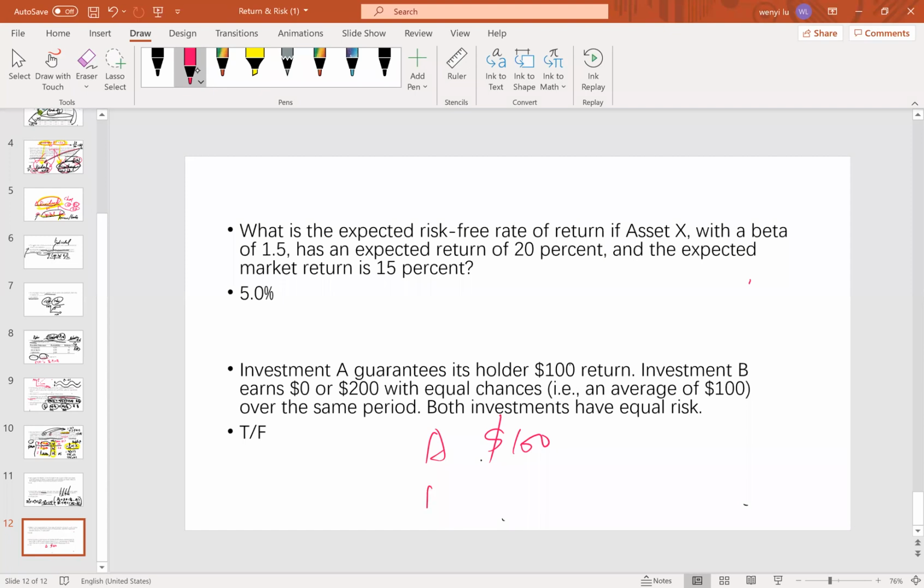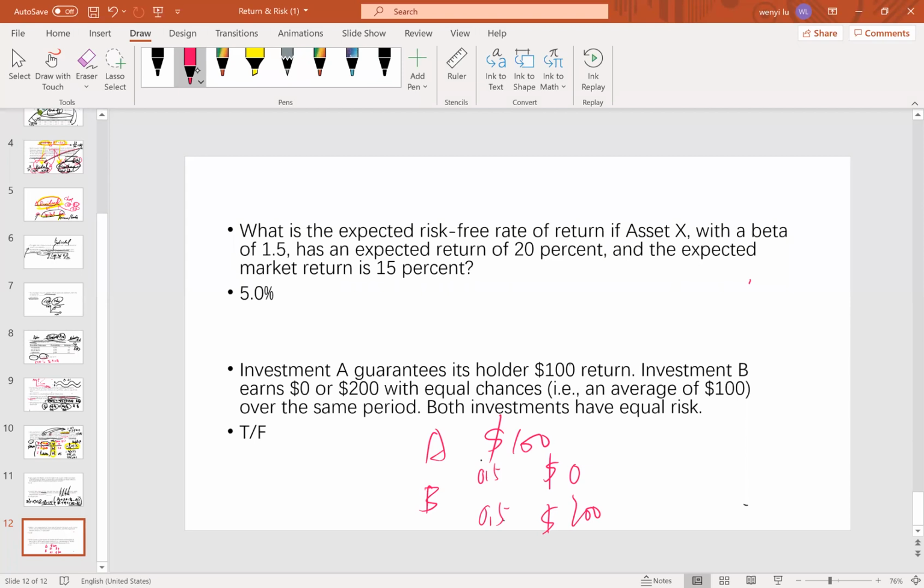B has two possible outcomes. You can either get $0 or you get $200, with equal chance. This one will be 0.5, and this one also 0.5.